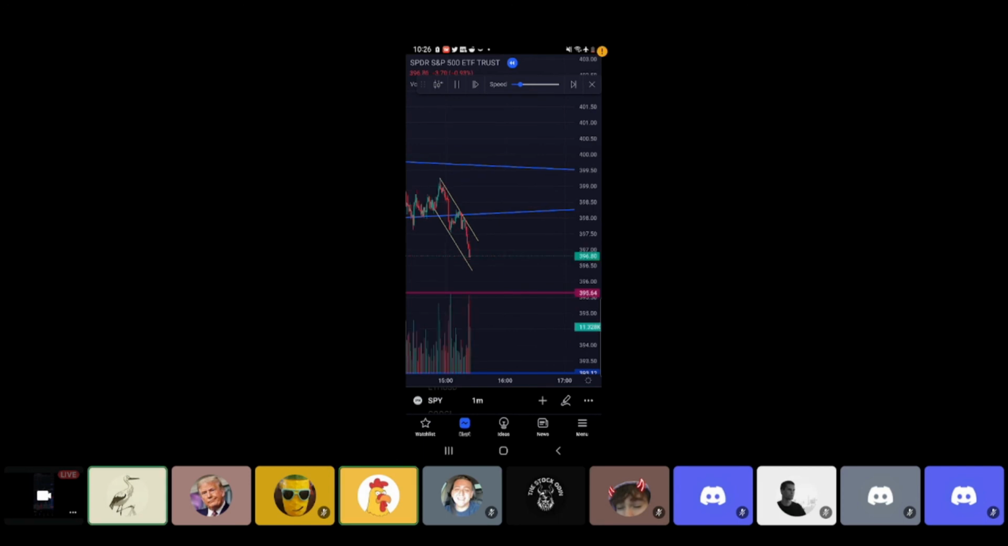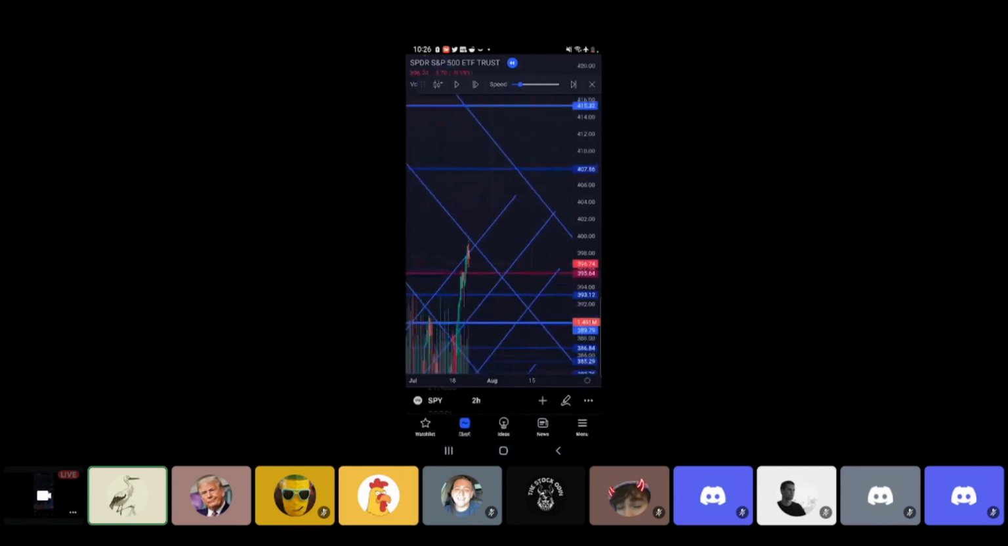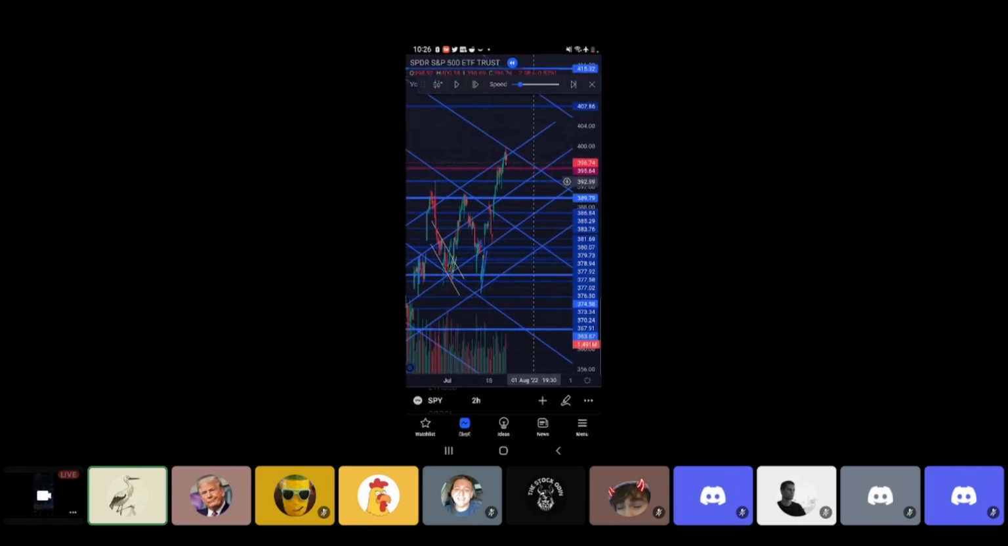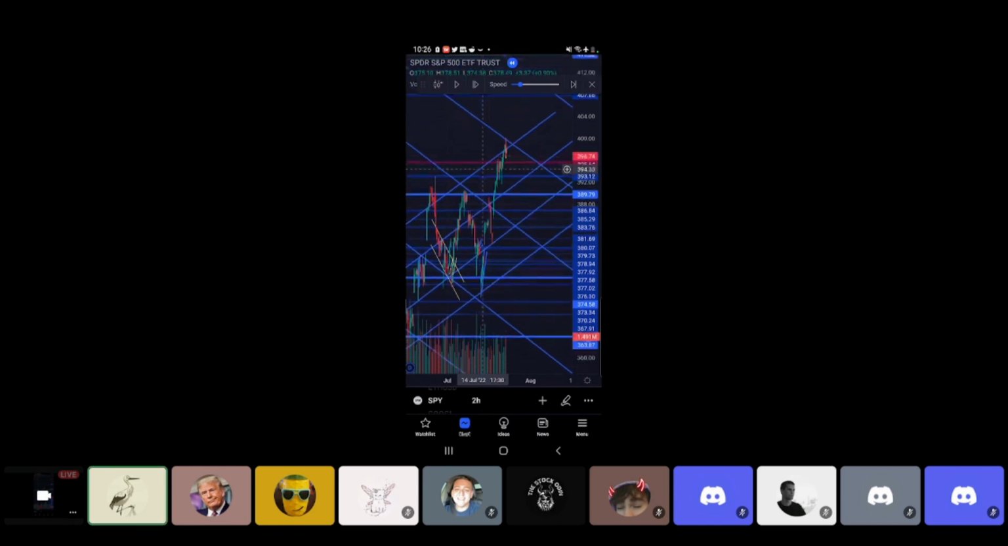Look at basic resistance and supports and your bigger pictures, your 2 hour frames, your 1 hour frames, and really hone into it. And consistently just play your game plan. That's what it really comes down to: practice, practice, study, practice, practice, study. And the longer you do it, the better you're going to be at it.